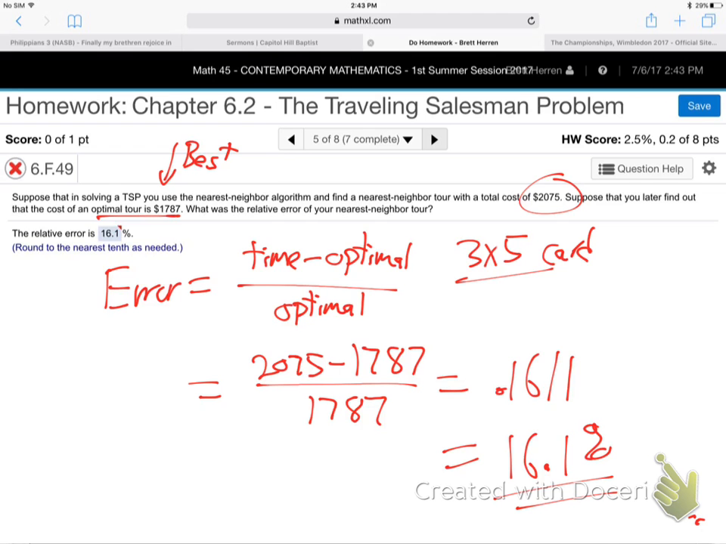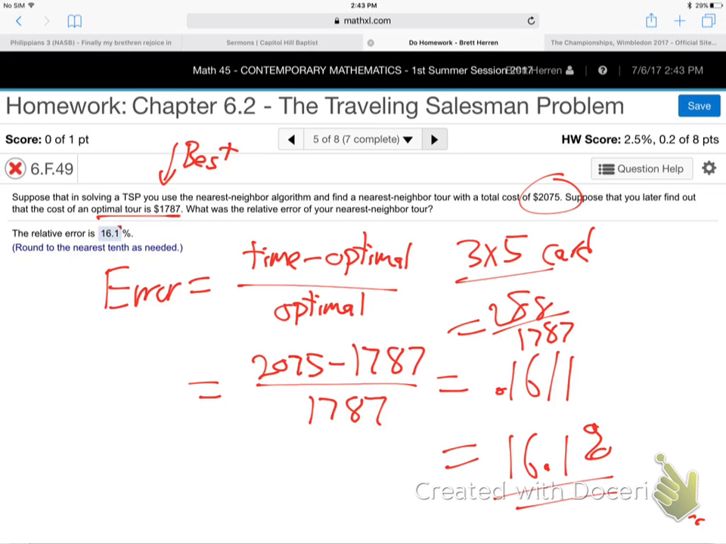Because you take how different you are from the optimal divided by what portion of the optimal that is. Notice if you subtract these on the top, it comes out to be 2.88, right? So over 17.87. You're off of the optimal by $2.88. You're costing more than the best.